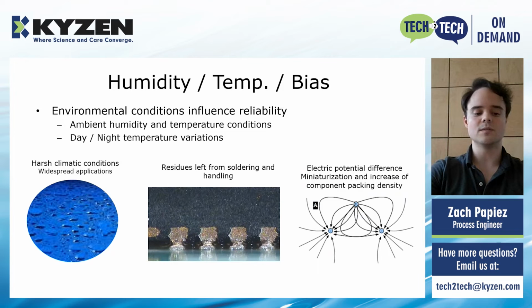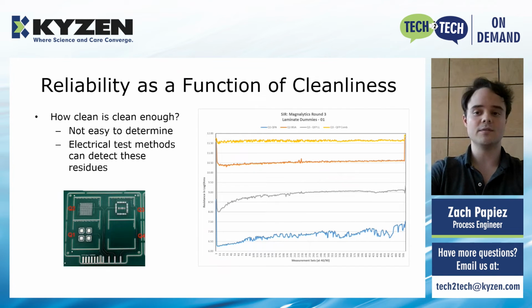PCBs in the field will often be subjected to a number of different environmental conditions that affect the reliability of the assembly. They must be able to withstand ambient conditions or normal day-night variations consistently. This starts with managing the hygroscopic residues common to current processes. Residues left from soldering and handling can easily mobilize given an electrical potential difference in harsh climatic conditions. This problem is only becoming more pronounced as the density of component packing is increasing with the miniaturization of these components. Detecting comparative cleanliness of a board is the bread and butter of SIR.